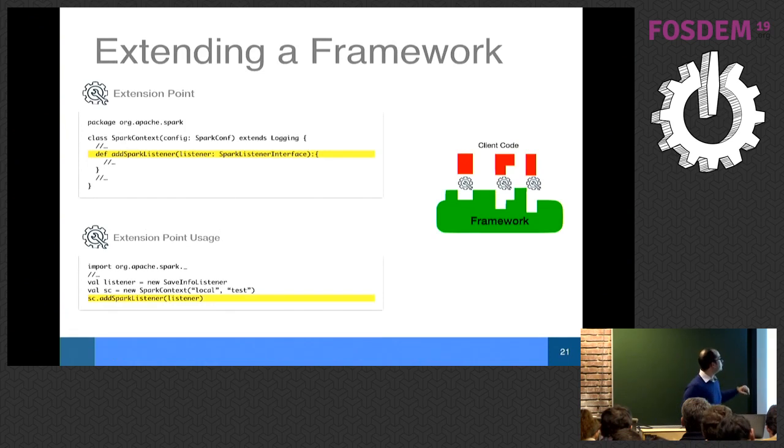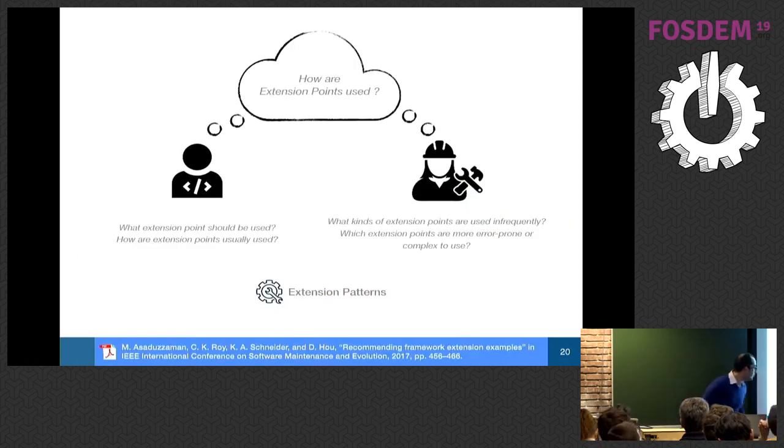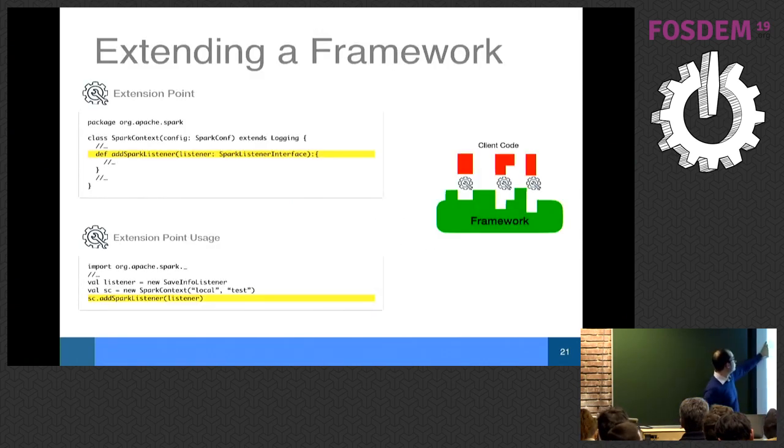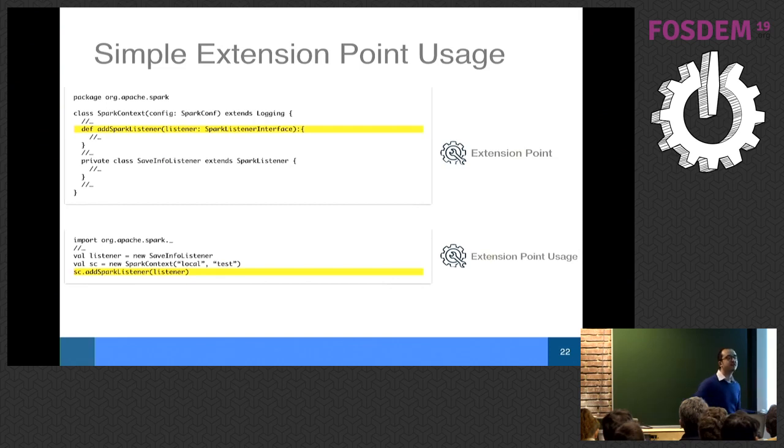So when you would like to extend a framework, what you have, and this is a definition from a paper of a few years ago, is an extension point, which is the part that you should extend, and then you have a usage that defines how you are going to extend your framework. But there are different kinds of extension points.